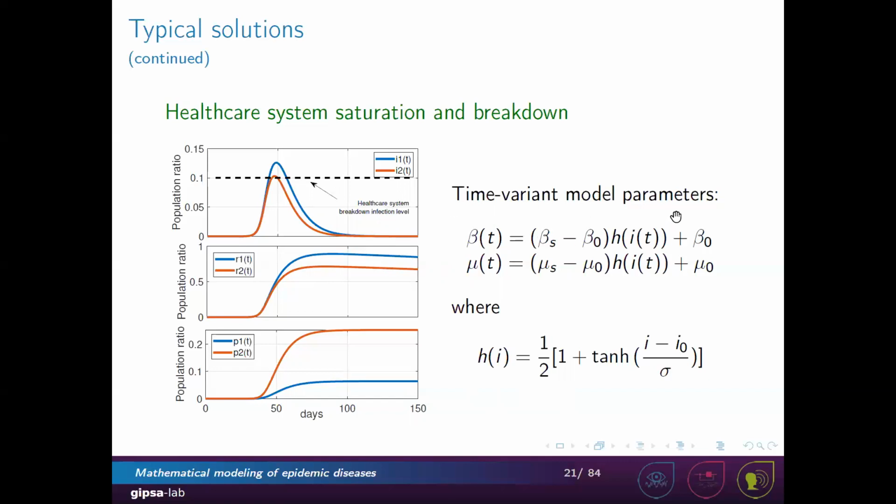You can see the details in the paper, but this model has been modeled with a time variant parameter, which sort of saturates as the infection rate reaches this threshold. What we can see is that on the left figures, the blue lines correspond to the case where we don't have any saturation, and the red lines are the number of infected, recovered, and the death toll when the system saturates at 10%.